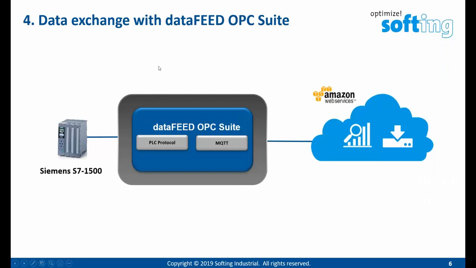So in the session today, what we are doing is we establish a connection between dataFEED OPC Suite and the S7 1500. Then we have to establish a connection between the dataFEED OPC Suite and the Amazon Web Services. And the third step is that we have to do a so-called mapping. So we have to decide which data we want to send.